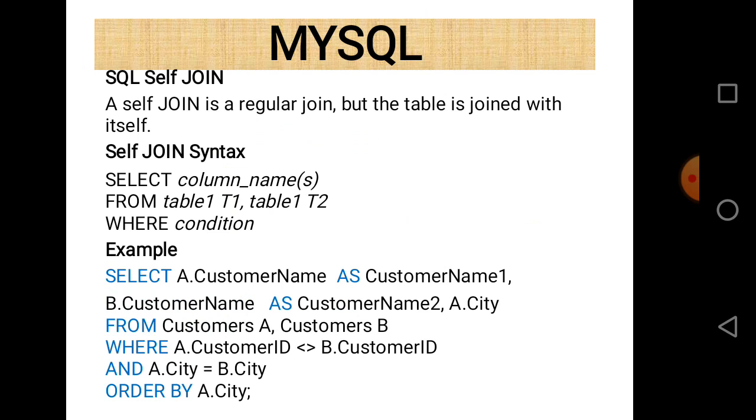Next one is self join. A self join is a regular join, but the table is joined with itself. So when we want to join a table with itself, then we use self join. And the syntax is SELECT column names FROM table1 t1, table1 t2 WHERE condition. Here table1 t1 and t2, two names are given. So these basically represent another name of the table, so table1 is reflected by name t1 and the same table is reflected by name t2.